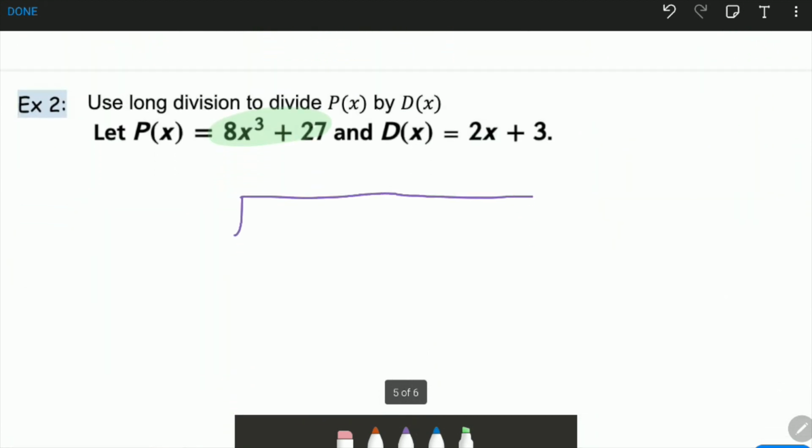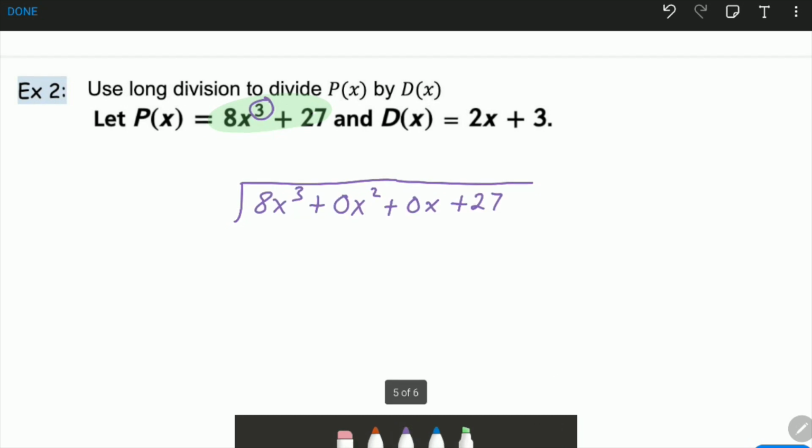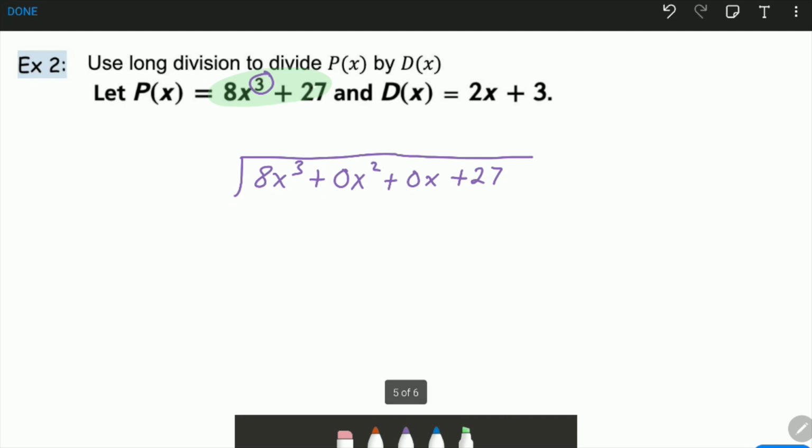So in order to get our terms to line up, we need to put placeholders for any missing exponents lower than the highest powered term. So we need to put 8x to the third, but because we're missing an x squared term, we're going to put plus 0x squared as a placeholder. Then we're going to put plus 0x as another placeholder, and then plus 27. Any missing exponents you need placeholders for. Otherwise, things are not going to line up, and you won't be able to do the subtraction throughout the process.